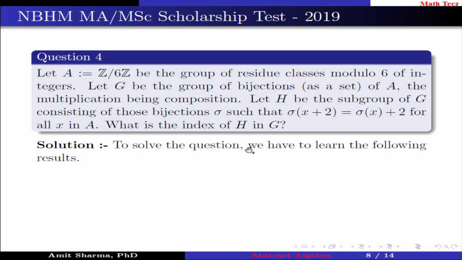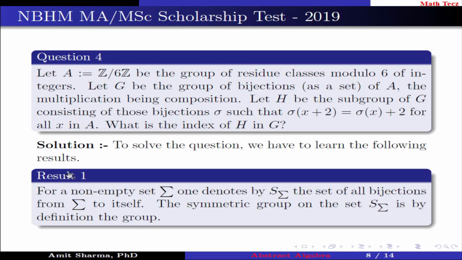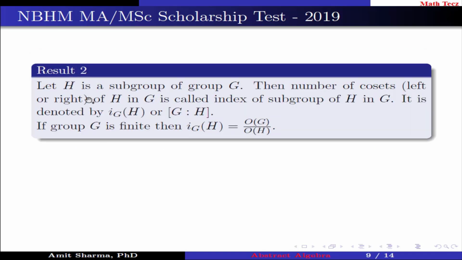To solve the question, we have to learn the following results. Result number 1. For a non-empty set Ω, one denotes by S_Ω the set of all bijections from Ω to itself. The symmetric group on the set Ω is by definition a group. Result number 2. Let H be a subgroup of a group G.